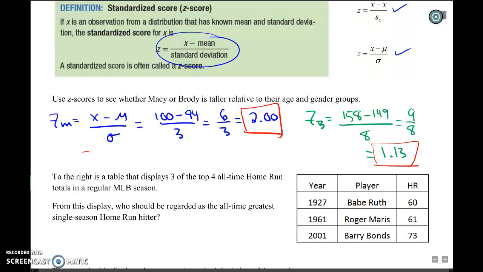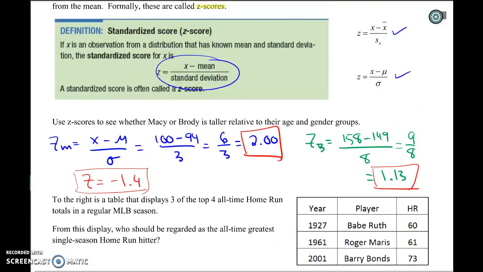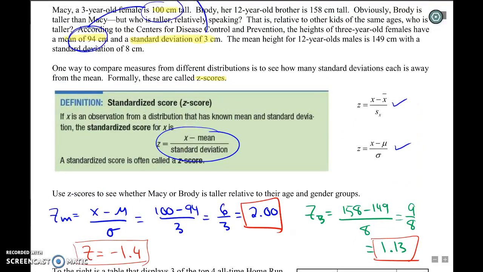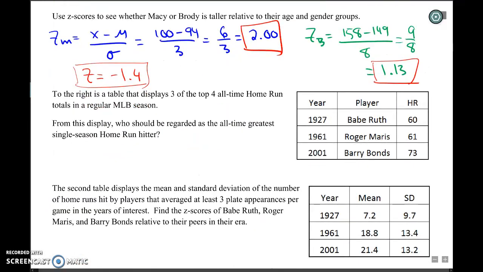Now you can get negative z-scores. If you were to get a negative z-score, say negative 1.4, that just means you're 1.4 standard deviations below the mean. That means you're below average, which isn't a bad thing, of course. But you're under the average, I should just say. Okay. All right. So again, why is this useful? It's useful to compare measures from different distributions. Trying to compare apples and oranges, right?